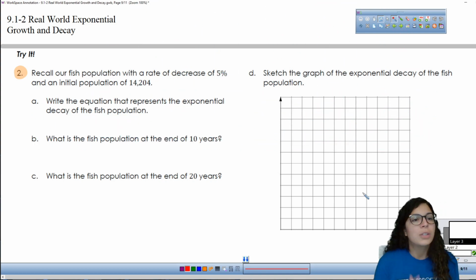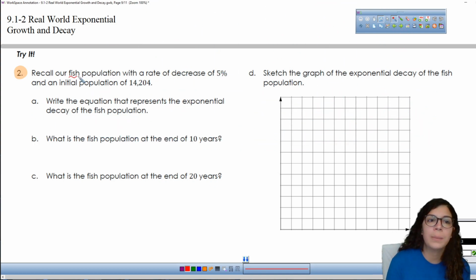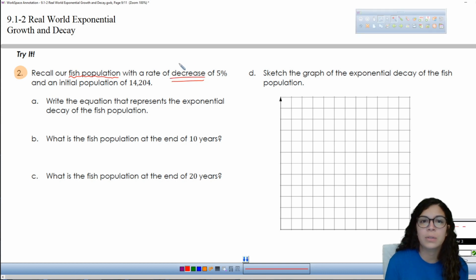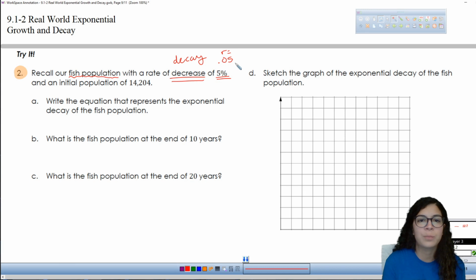Okay, so this one is talking about fish population. Okay, now the rate here is a decrease. So this is actually decay. And the decay is by 5%, which is 0.05. So the rate of decay is 0.05. So the factor will actually be 1 minus 0.05. Since this is decay, we will subtract. 1 minus 0.05 is 0.95.